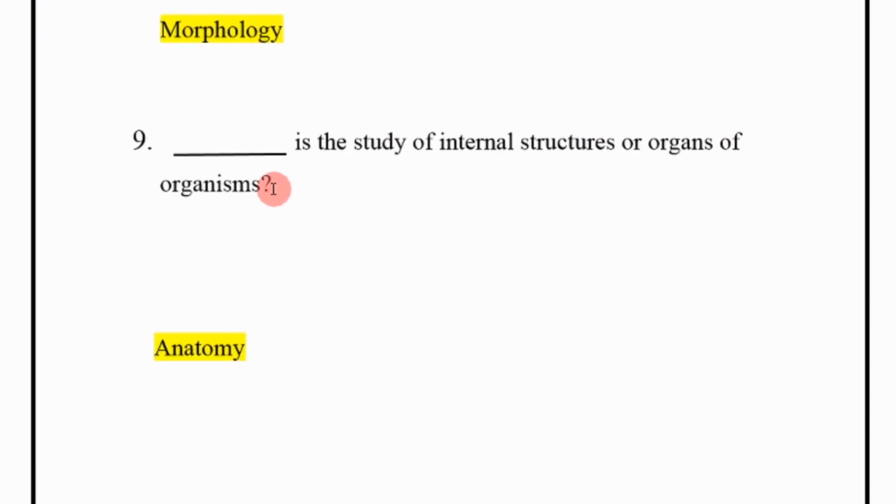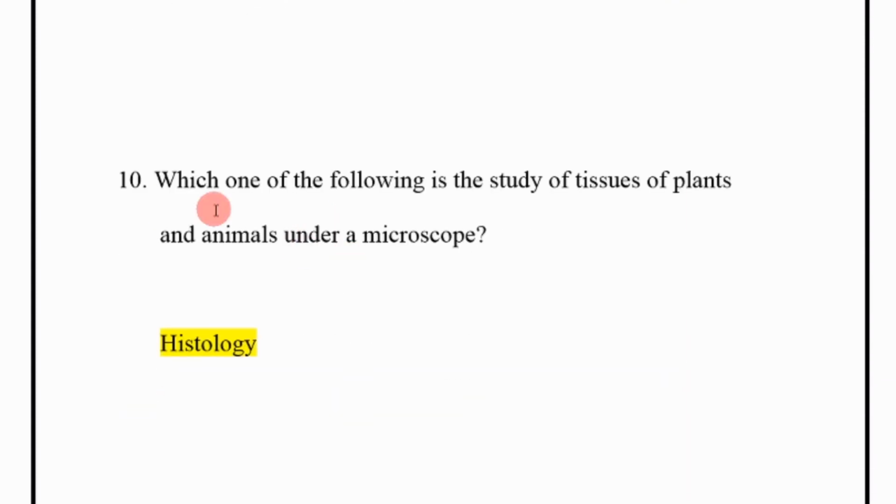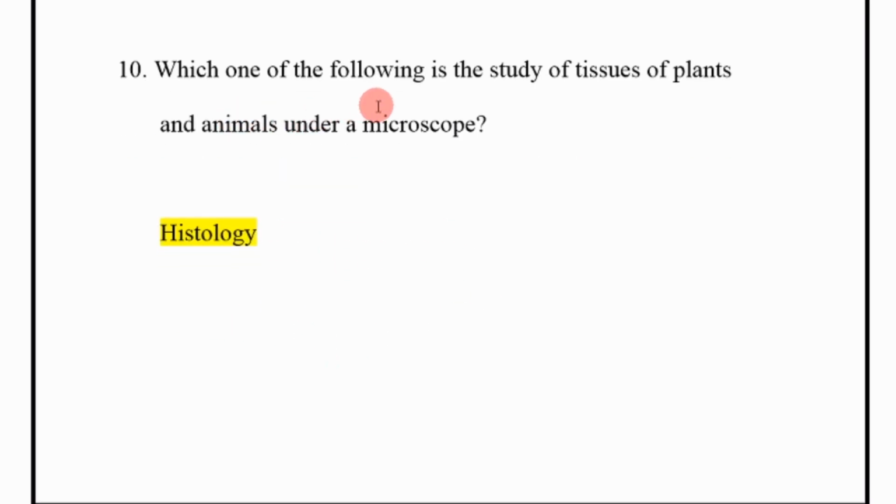Next, what is the study of internal structures or organs of organisms? Anatomy. Next, which one of the following is the study of tissues of plants and animals under a microscope? Histology.